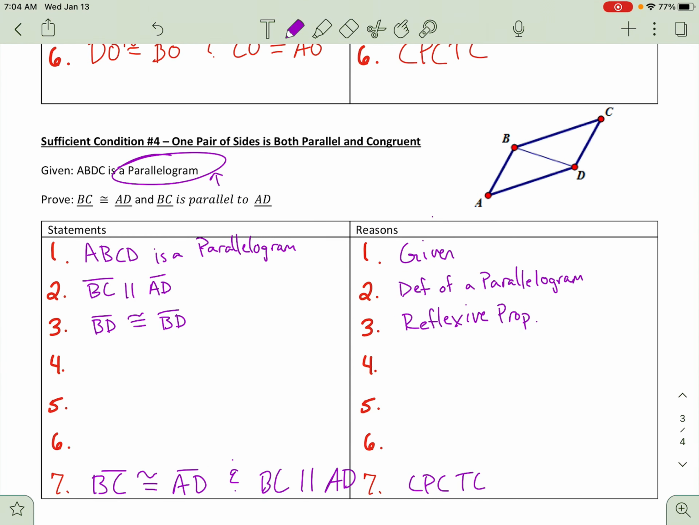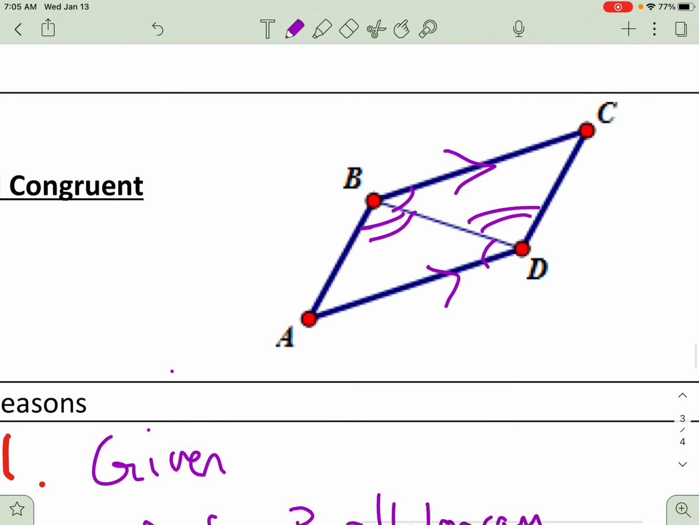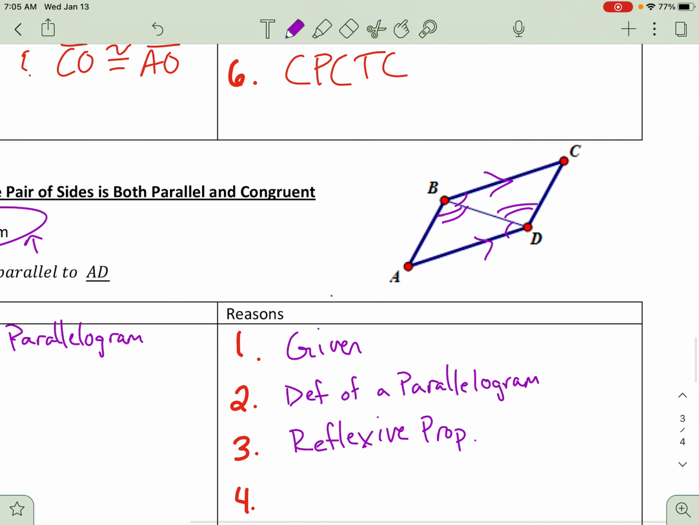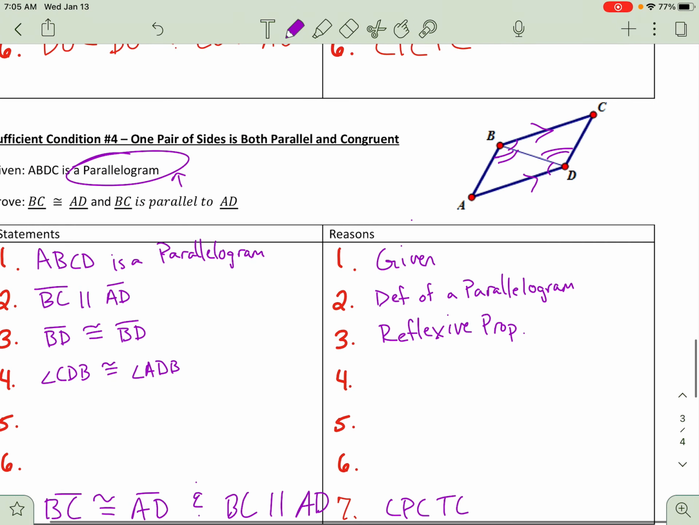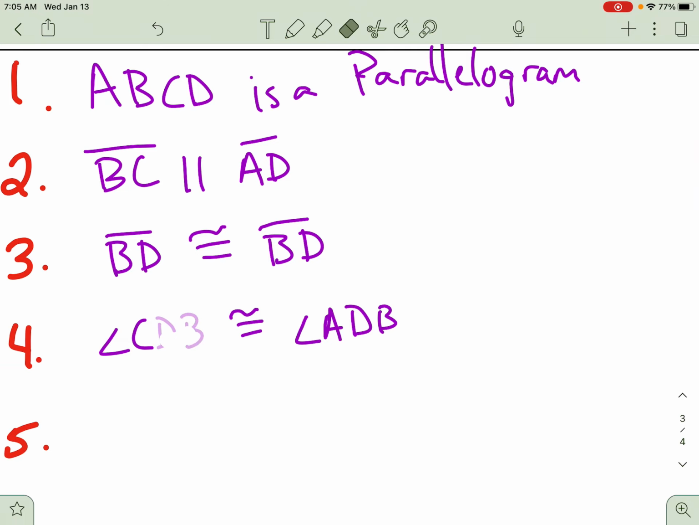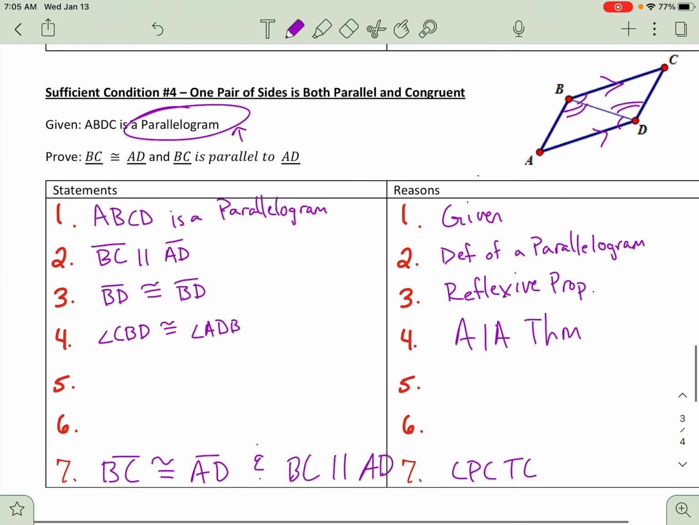Okay. We also know that it's two parallel lines, right? Because it's a parallelogram. So we know these two angles are congruent, and we know these two are congruent. So let's see, angle CBD and ADB. They shouldn't go the same order. Okay, we know that because, you guessed it, AIA theorem. There are alternate interior angles.